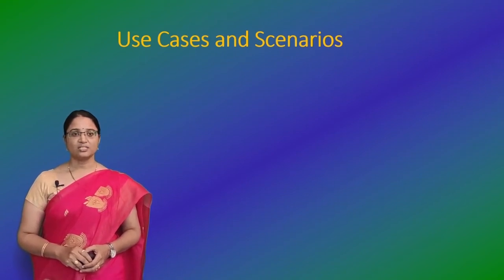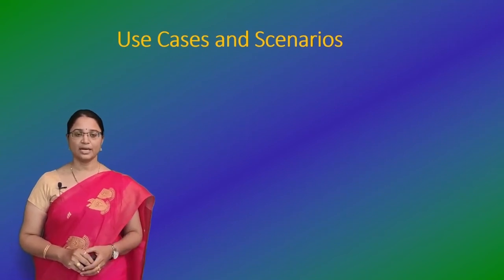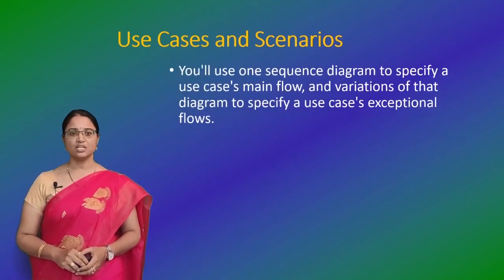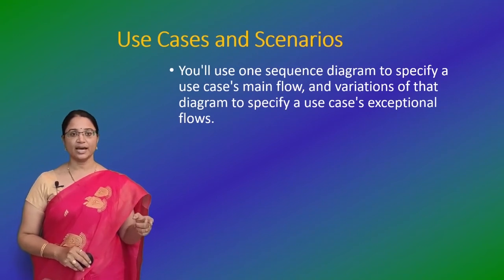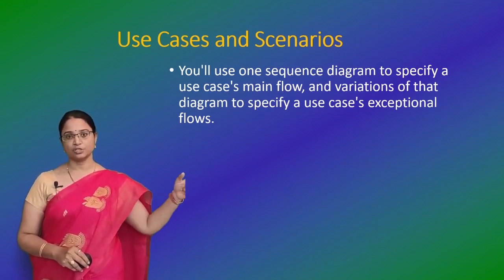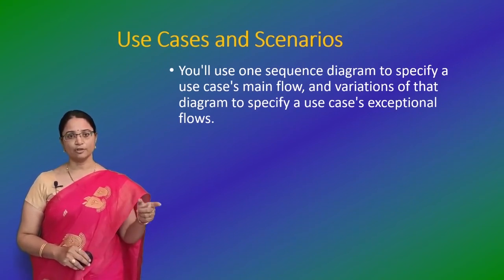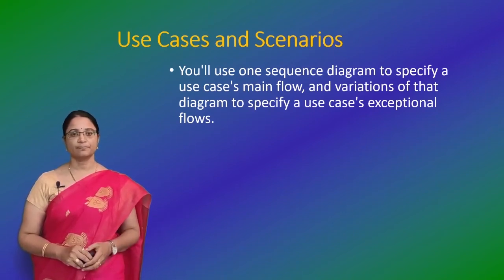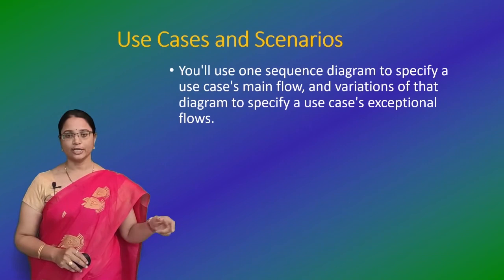As you refine your understanding of your system's requirements, however, you will want to also use interaction diagrams to specify these flows graphically. Typically, you will use one sequence diagram to specify a use case's main flow and variations of the diagrams to specify the use case's exceptional flows. It is desirable to separate main versus alternative flows because a use case describes a set of sequences, not just a single sequence. And it should be impossible to express all the details of an interesting use case in just one sequence. So you go for the alternative ways also.